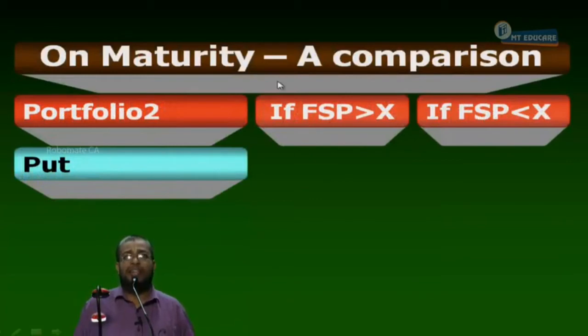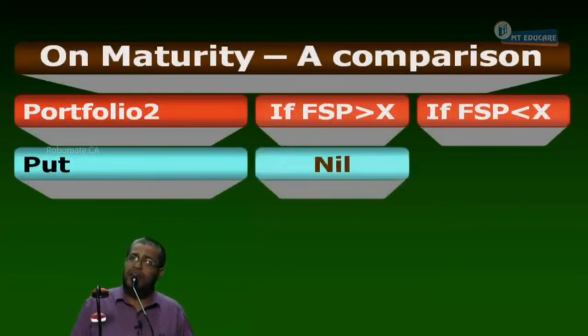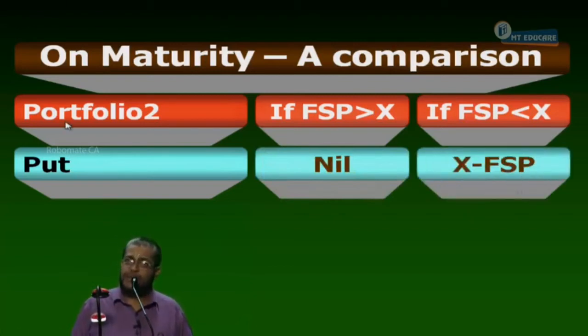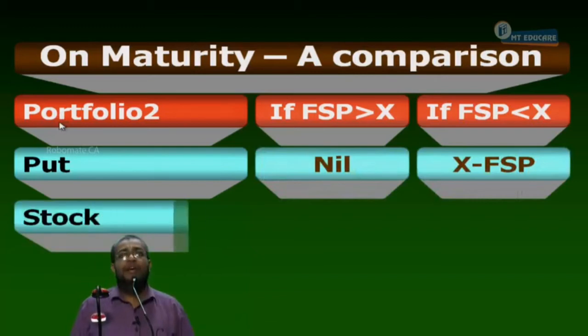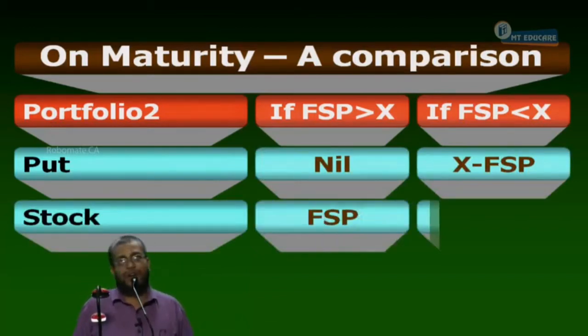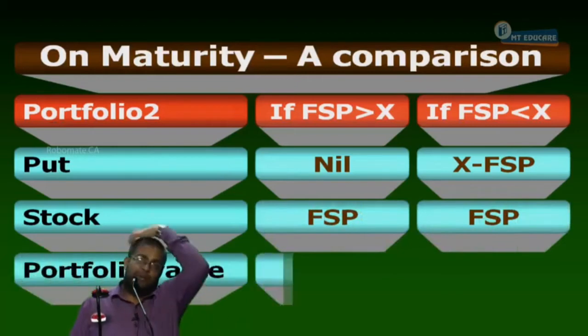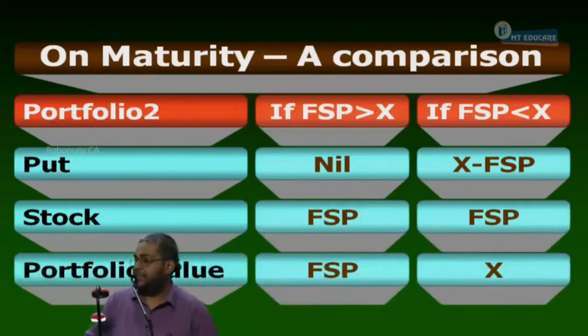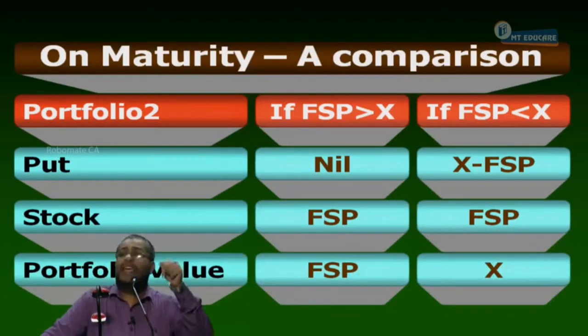Same as the second portfolio, what happens? Put option: exercise or lapse. A lapsed put option has nil value. Second case, exercise: sell at X, the share being worth FSP, so the value is X minus FSP. The share price today is the spot price, later it becomes the future spot price. If I total the value of the portfolio, it is FSP and strike price. Both portfolios have the same maturity value.